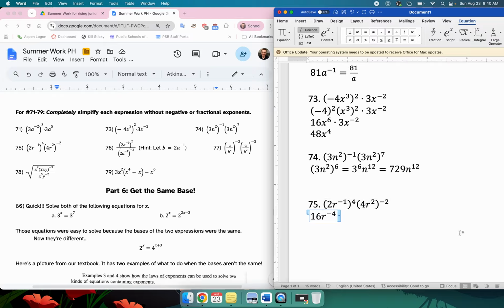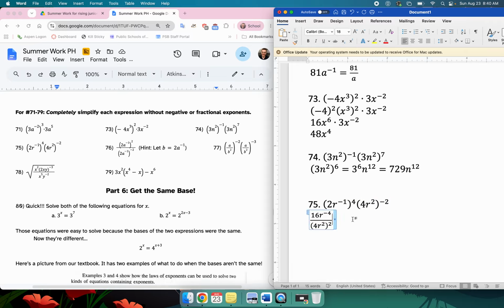Well, actually, you know what? I think what I want to do is I'm going to view it this way. I have this object, 4r squared, all raised to the negative 2. I'm going to view this guy as one single object and just say, you know what? This whole object is being raised to the negative 2. So what that means is I put that whole object on the bottom and make this exponent here a positive 2.